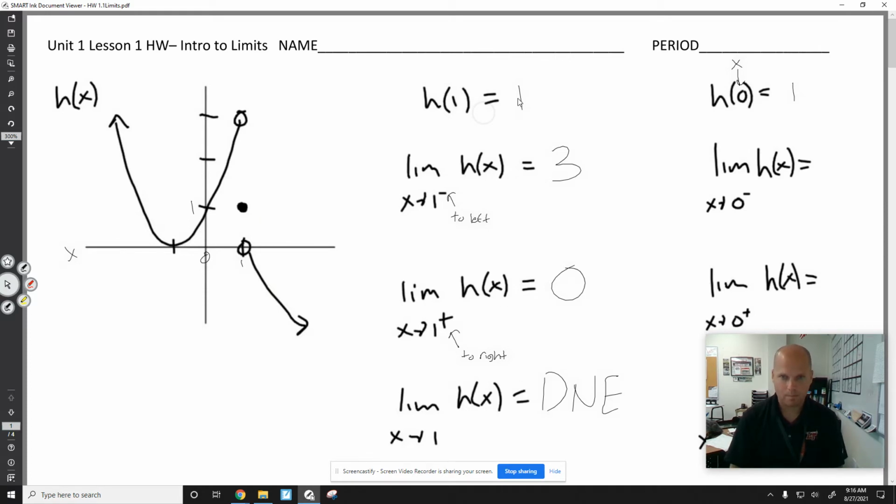Does it matter that we had a point at 1? No. The limit does not concern itself with what's going on at 1. It's all about what's going on to the left and what's going on to the right.